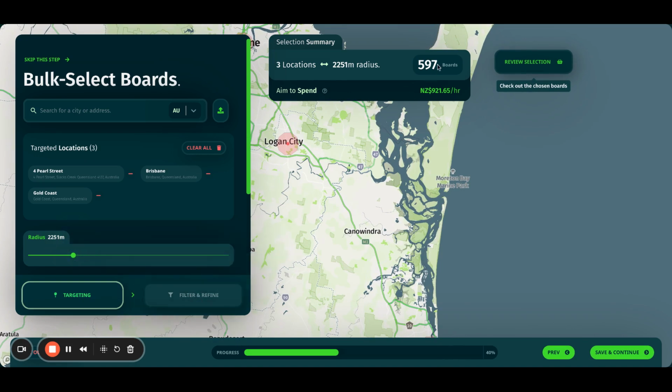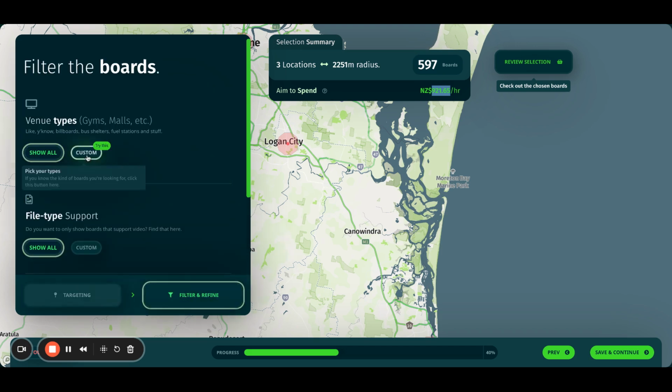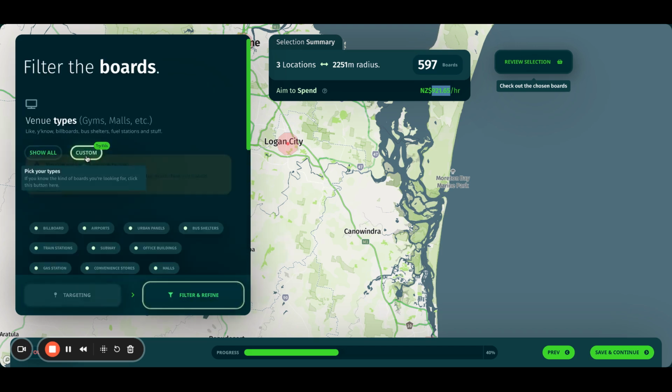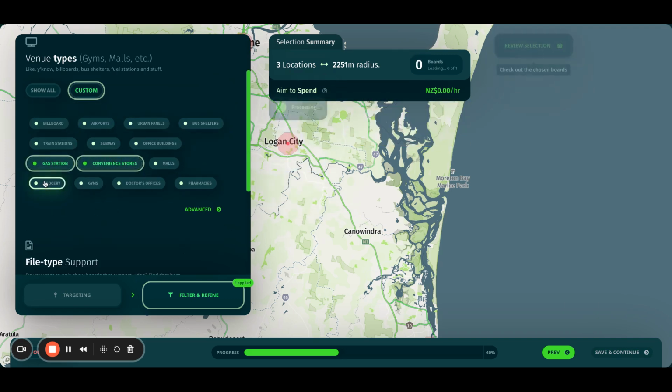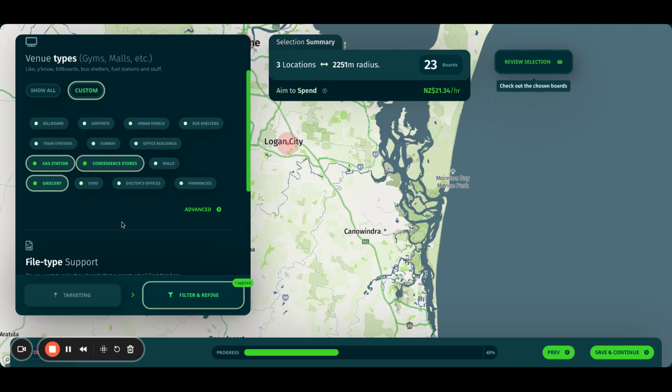Now you can see here that we have 597 boards, which would cost about $1,000 per hour. And what I'm going to do now is refine that selection so that it's more targeted towards my audience or towards my product. So let's say that I am selling a food product, and I can sell that at gas stations, convenience stores, and grocery stores. And that's going to significantly limit the number of boards available within those areas. So you can sort of see there are 23 boards now, and it's only $21 per hour.